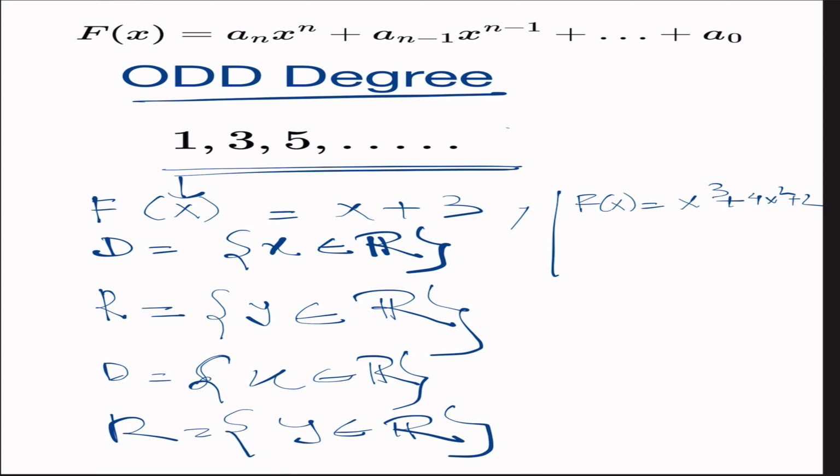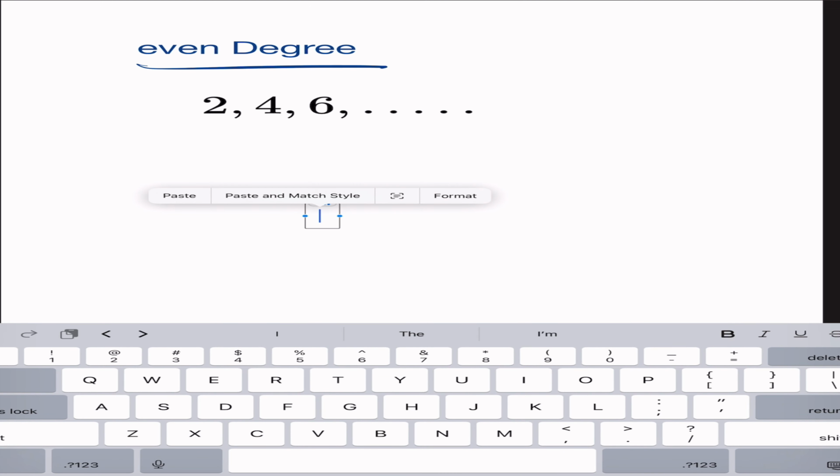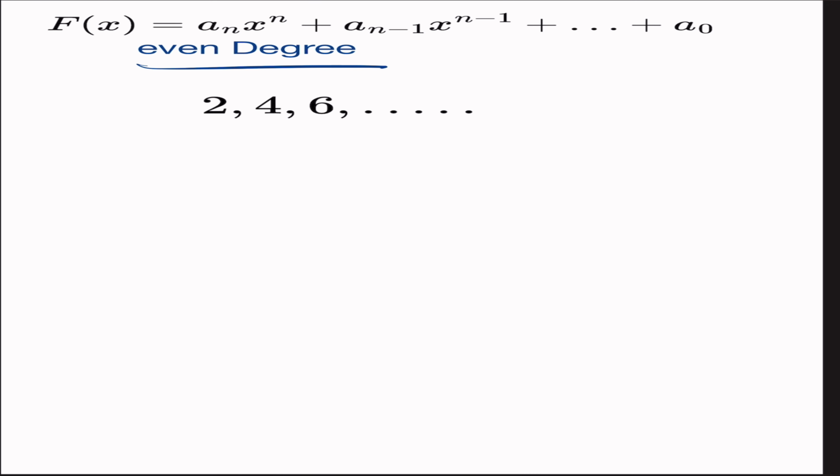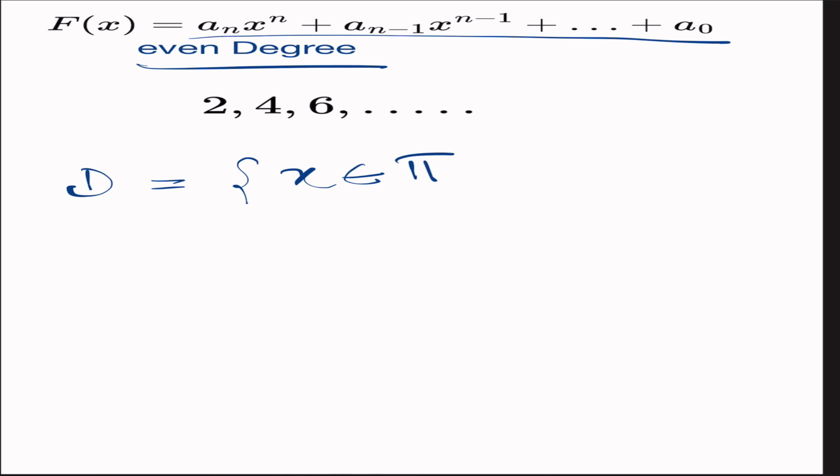Now let's look at what happens when we have even degrees. Let's paste the function here again. When we see even degrees, for the domain it's the same thing. It doesn't matter, you can put any x values. It's still defined, so you get x all the real numbers.